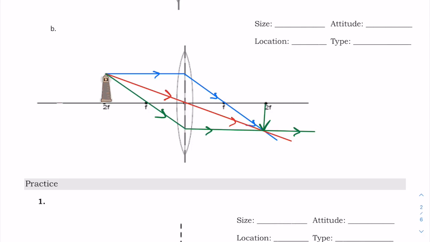Alright, now we characterize the image using the SALT acronym. It may not be clear from the picture, but you can verify this with a ruler. The size of the image is actually the same. The attitude, as we see, is inverted. The location is at 2F. It may not look that way from my picture, but it should be. And finally, the type of image, it's also real.